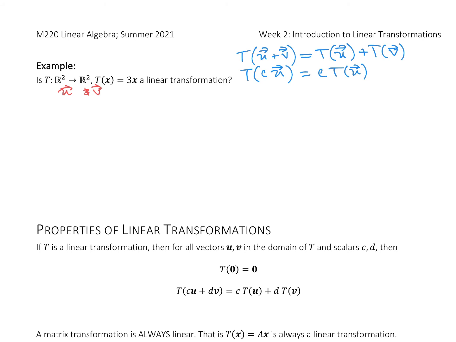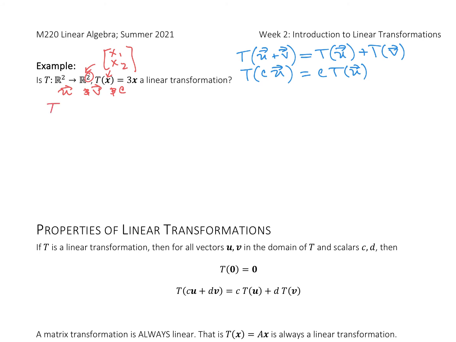All right, so we're going to show this for the general U and V, and we're going to show it for a general C. So here's how this goes. Notice these are vectors of size 2. R2 says that we have a vector x1, x2, so 2 elements in our vector. Our transformation says take your vector, substitute it in, and you're going to take 3 times that vector.